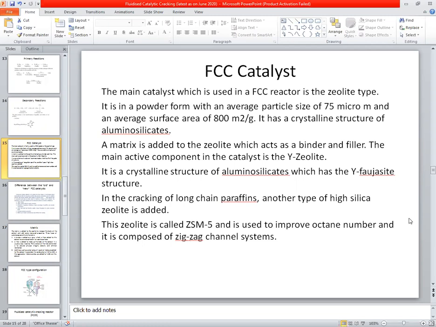In the FCC catalyst, we are using a zeolite based catalyst, and the catalyst particle size should be around 75 micrometer and surface area 800 square meter per gram. See, very high surface area, meaning that in fluidized catalytic cracking, the catalyst should be very active with high surface area.